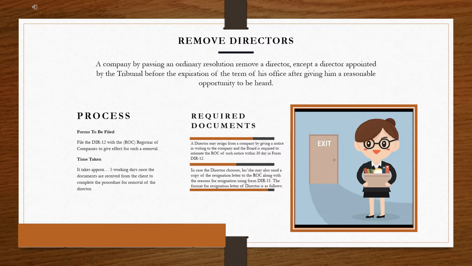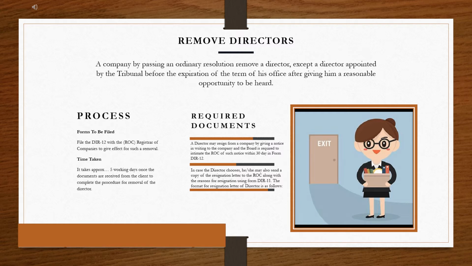Section 169, removal of directors. A company, by passing an ordinary resolution, can remove a director, except a director appointed by the Tribunal, before the expiration of the term of his office after giving him a reasonable opportunity to be heard. Special notice will be obligatory for any resolution to remove that director or to appoint any person in place of such a director who is removed at the meeting at which he is removed.